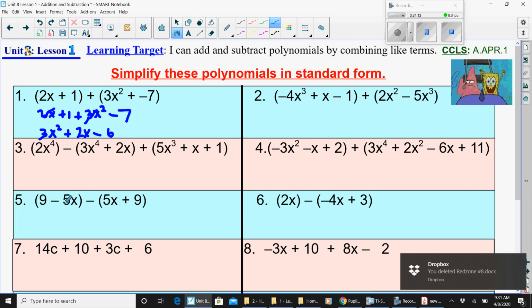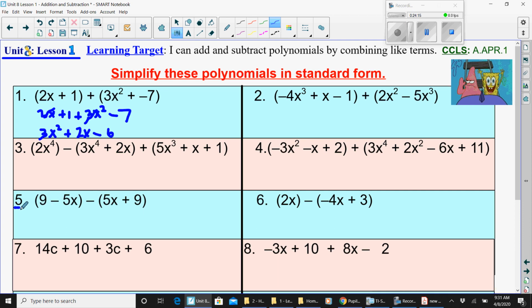All right, so now we have number 5. I'm going to skip to number 5, and number 1 with you. I'm going to take this out of parentheses, so I'm going to just do the first one, 9 minus 5x, and you see this right here, that's going to change everything inside. All right, so this positive 5x will now become a negative 5x. And then negative times a positive will become a negative 9.